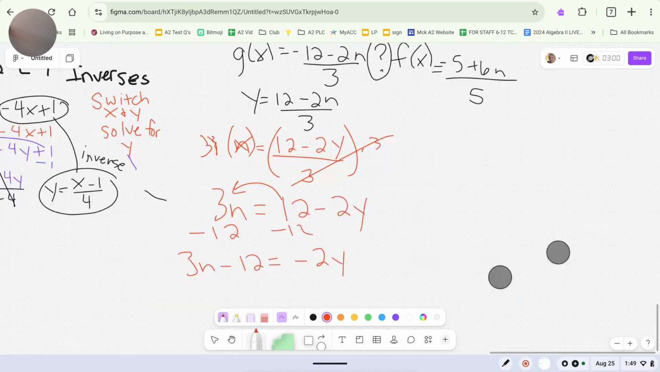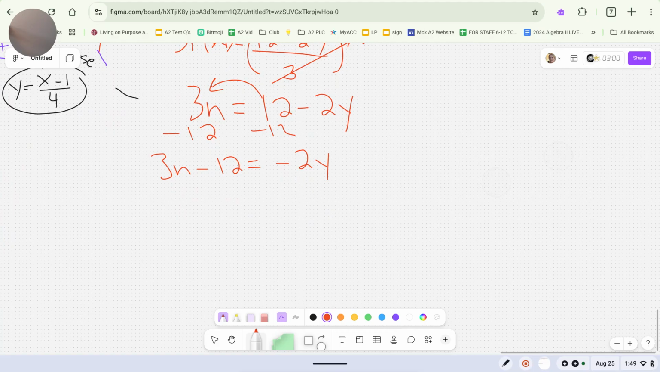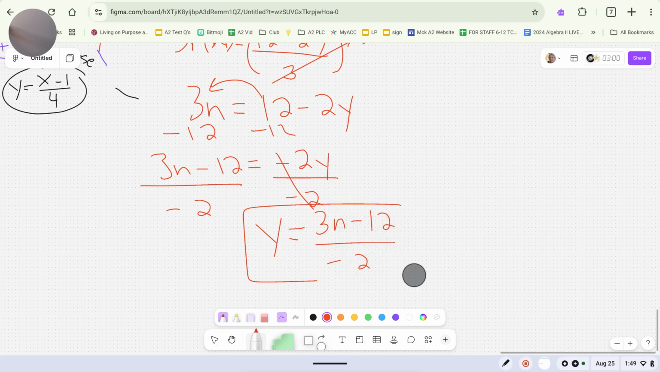Y'all with me so far? I'm just moving stuff around to get y by itself. Negative 2 is in front of the y, so I divide the whole thing by that. So y equals 3x plus 12 over negative 2. Okay, so this would be my inverse.